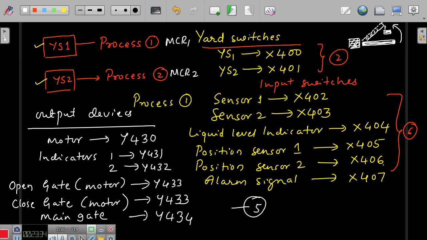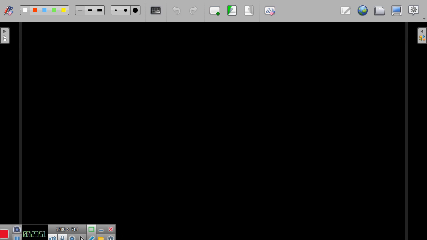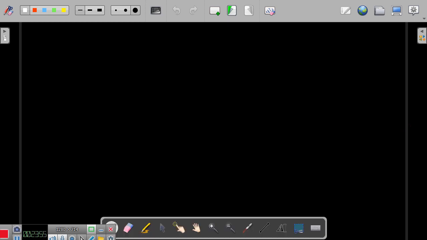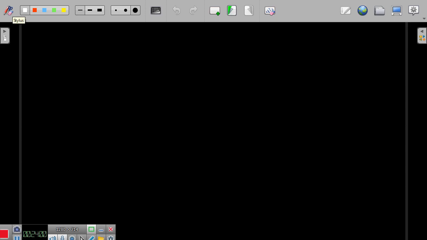So let us try to draw the ladder diagram. Once you understand the problem, once you conceive how it looks, then writing a ladder diagram should not be a problem here. So let us draw the ladder diagram. While drawing it, what I need to consider is the yard switches 1 and 2 operating their respective master control relays 1 and 2, right?